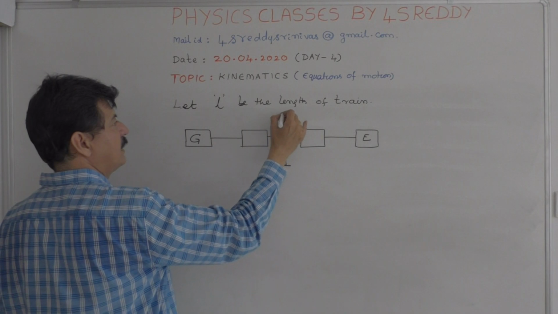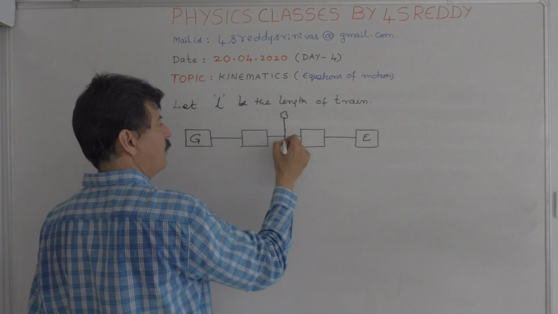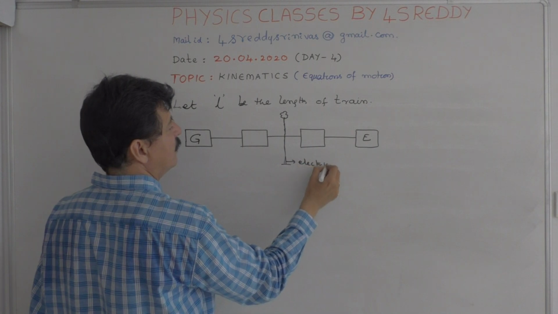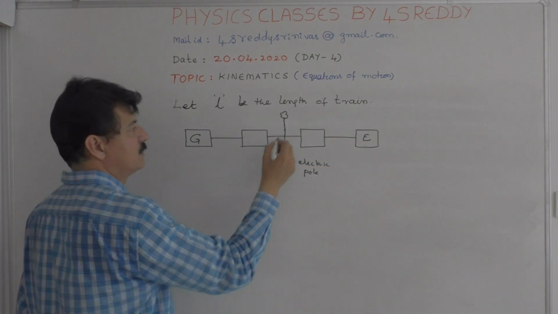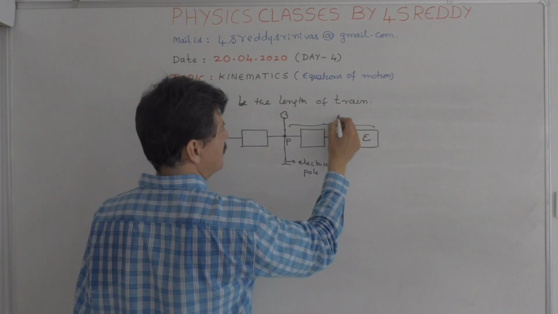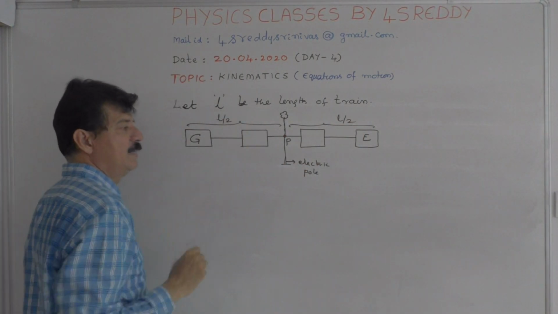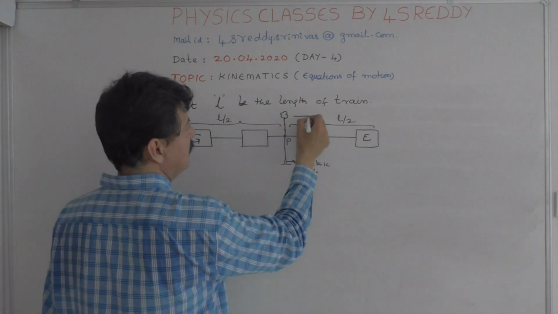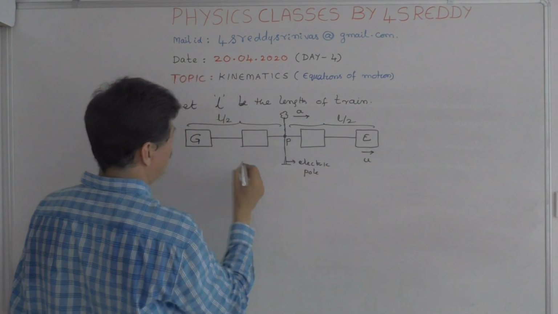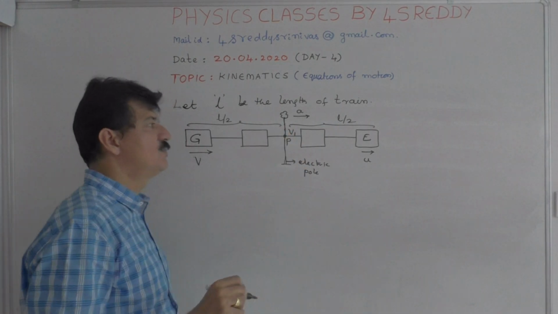Here there exists an electric pole. Let us say this is the electric pole. Just for a better understanding, we can take it like this. So this is the midpoint P. Then from here to here, this distance must be L by 2, and again from here to here, this distance must be L by 2. Throughout the journey, it is smooth and accelerating. While the engine is crossing, the velocity is u. While the guard is crossing, the velocity is v. And when the midpoint is crossing, the velocity is v1.